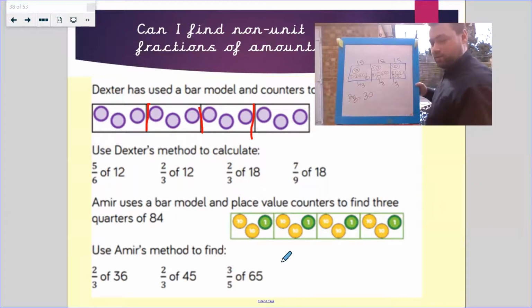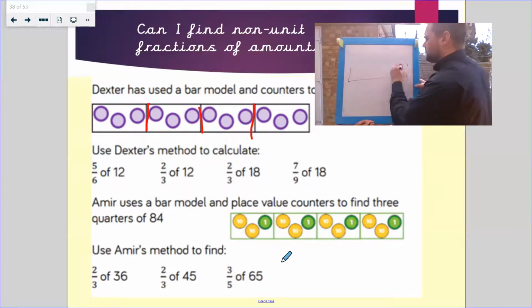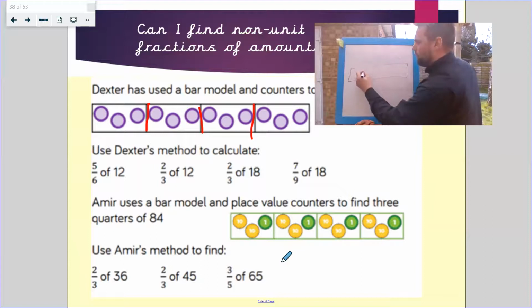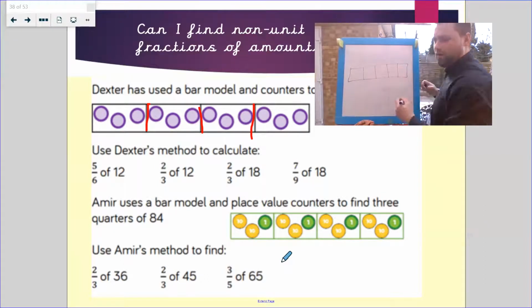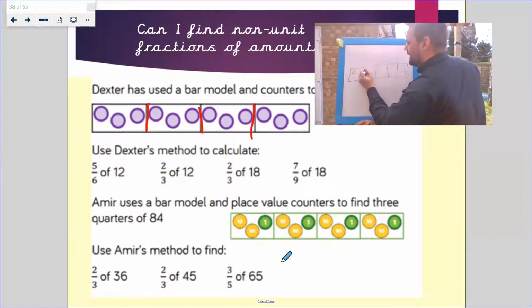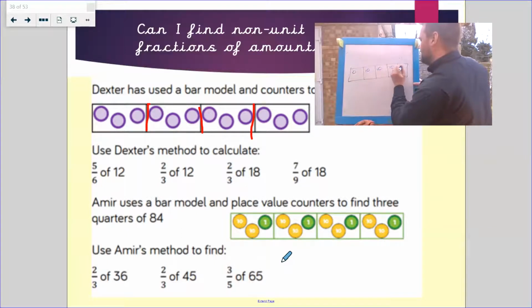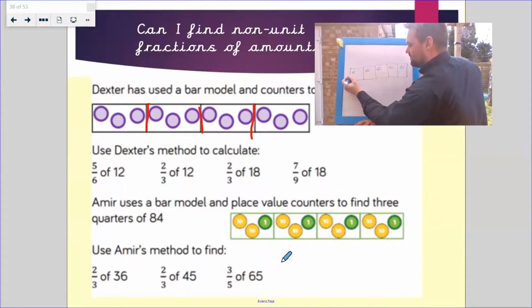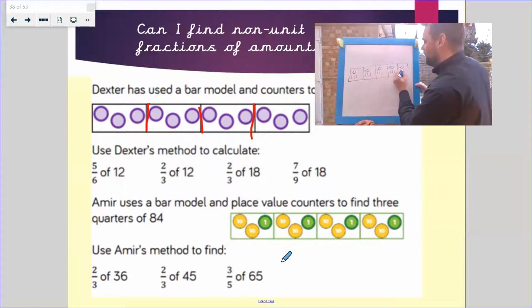For the last one, we're splitting our bar into 5 groups. Okay, so we've got 1, 2, 3, 4, and 5, and we've got 65. So let's put our 10s in. 10, 20, 30, 40, 50, and then the last 10 has to be exchanged. It's 1, 2, 3, 4, 5, 6, 7, 8, 9, 10. Okay, so there we go, and then we've got to add another 5. 1, 2, 3, 4, 5.